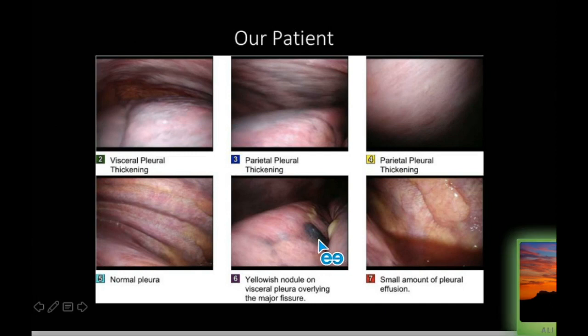There was a visceral pleural lesion, which is right obvious here. And then there's something here, looks like some mucus or fat on the parietal pleura. Remember, this becomes a sticking point for us, right? We can see this lesion, but we're not supposed to biopsy this. And we see this lesion, which is yellow, and we can biopsy it, but we're not sure what it is.